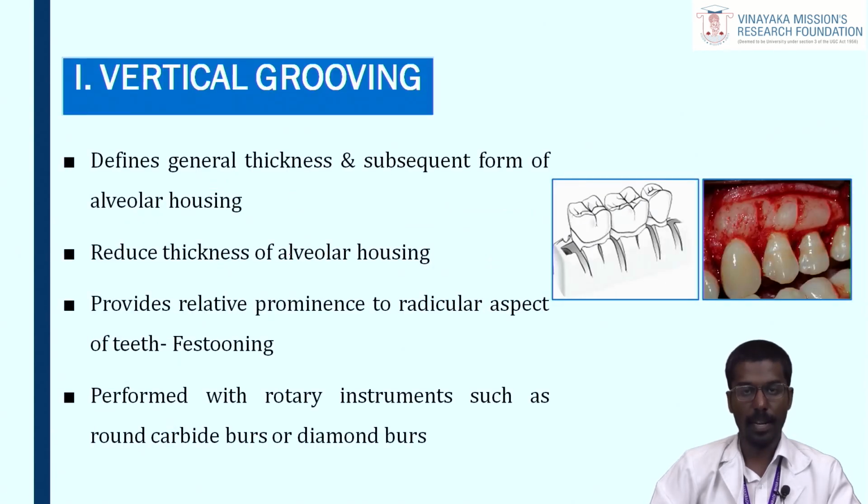Coming on to the first technique, which is known as the vertical grooving. Here you are going to make a depth of around 1 to 2 mm evenly on all the surfaces. This is to eliminate the unwanted removal of the bone at a particular site. It defines the general thickness and subsequent form of the alveolar housing and helps to reduce the thickness of the alveolar housing. It is performed with rotary instruments such as the round carbide burrs as well as the diamond burrs.